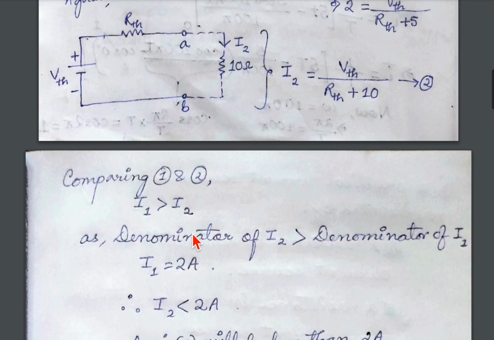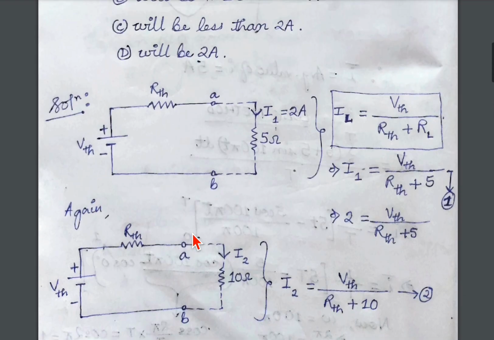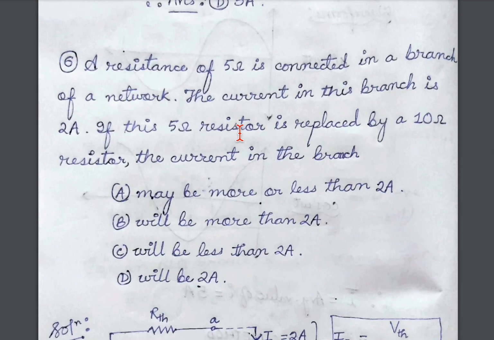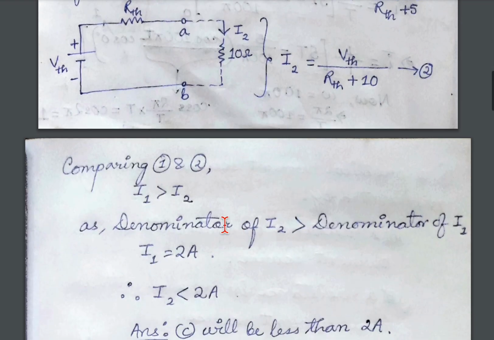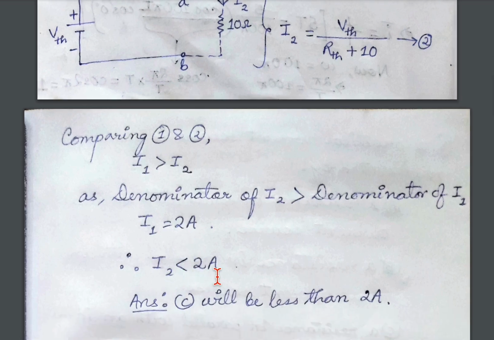Now from the question, we have the value of I1 as 2 ampere. It was given in the question: the current in this branch is 2 ampere. This was the load current in the first case. So we will substitute I1 equal to 2 ampere in this comparison. Then I2 will be less than 2 ampere.